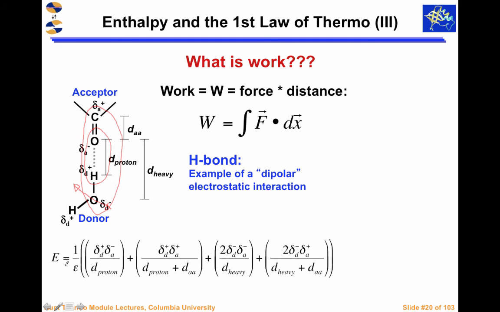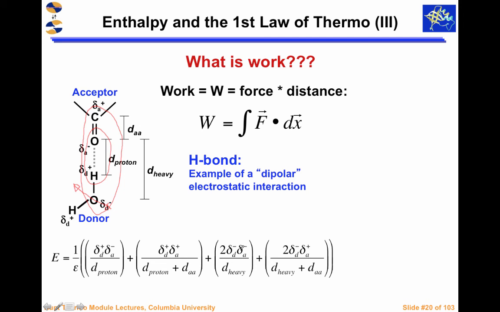And so the energy, E in this case, represents the electrostatic potential energy of this hydrogen bond. It is 1 over epsilon, the dielectric constant, times delta plus of the donor, delta minus of the acceptor, these two atoms, over the distance of the proton from the acceptor atom, plus D plus donor, D plus acceptor. That would be the unfavorable electrostatic interaction between the hydrogen and the carbon up here.